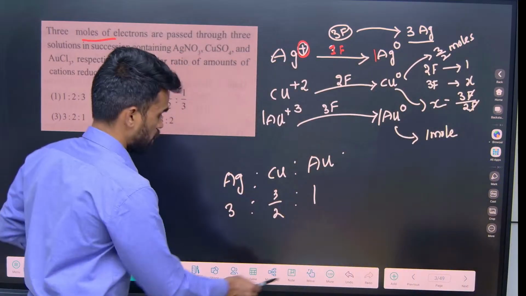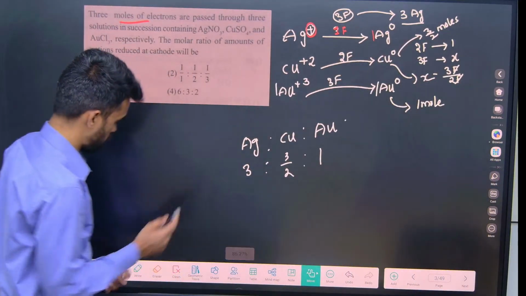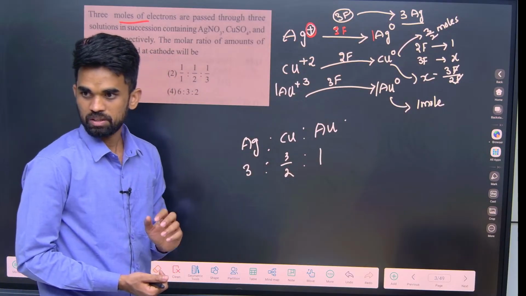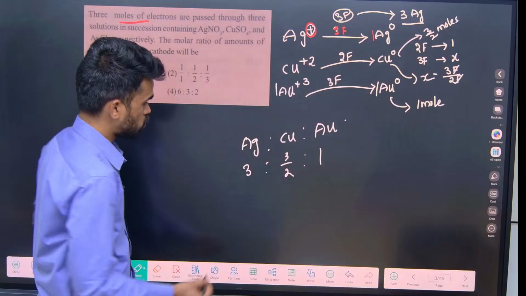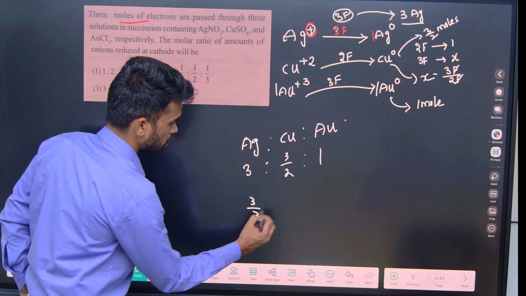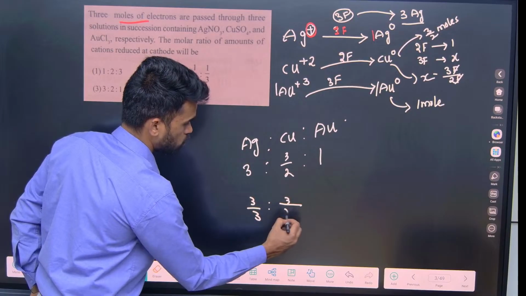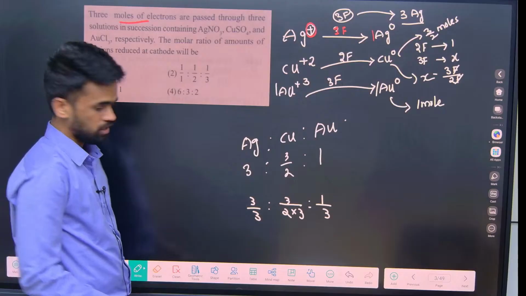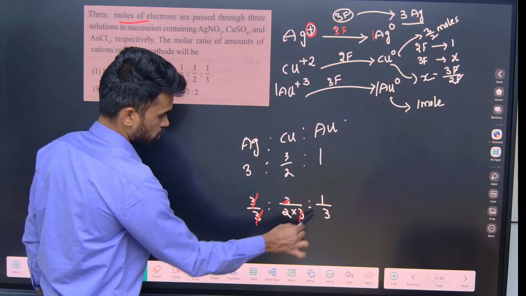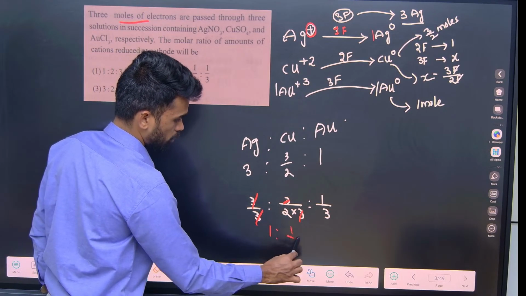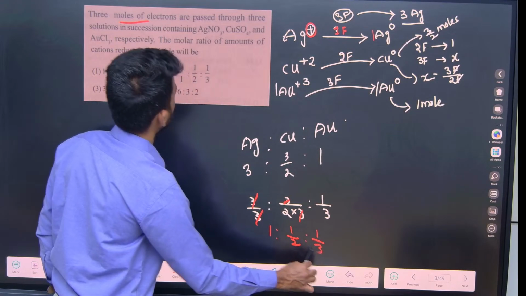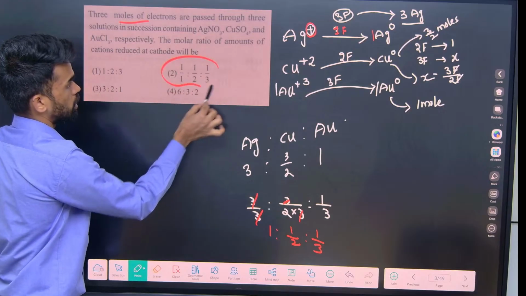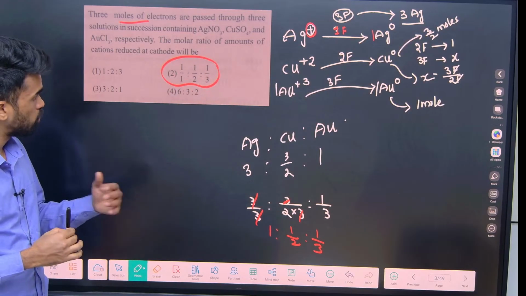See, now what I am doing is, there are different possible ways here. I am dividing the complete ratio by 3. So now what happens, this is 3 by 3, 3 by 2 into 3, and this is 1 by 3. So 1 is to 1 by 2 is to 1 by 3. Do we have one like this? Yes, the second option is there. Okay, now try to do this in one more way.